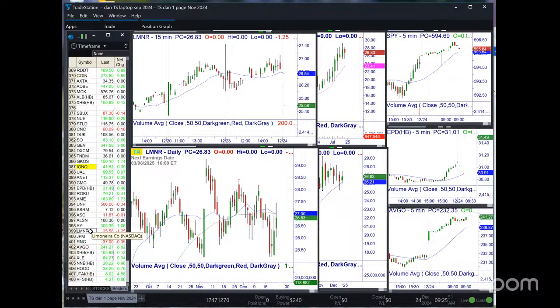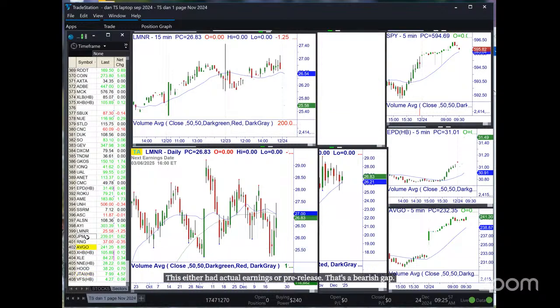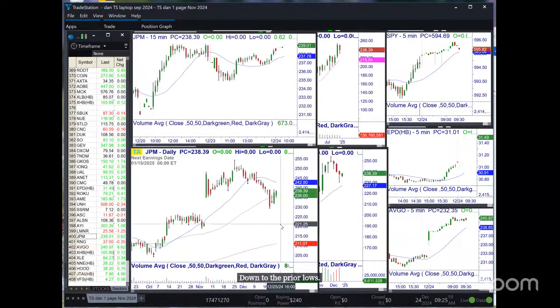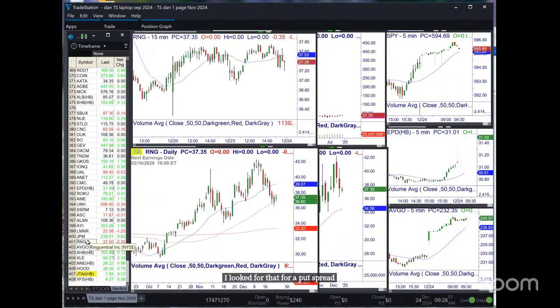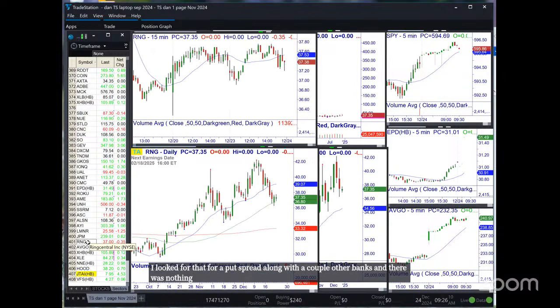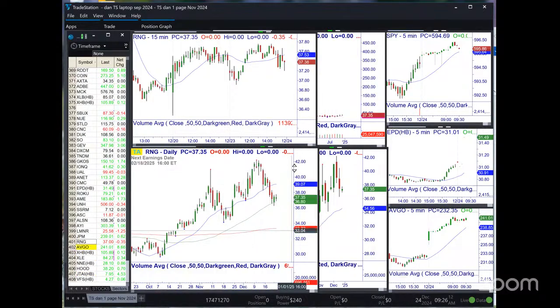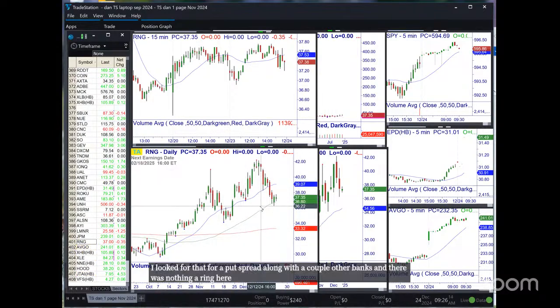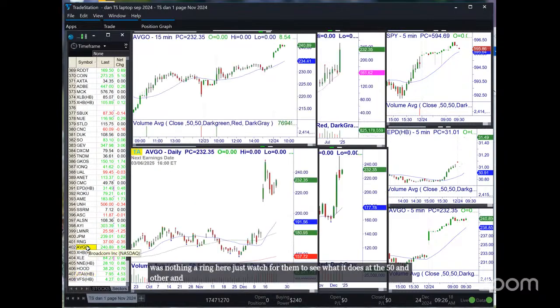This either had actual earnings or pre-release. That's a bearish gap down to the prior lows. Yeah, JP Morgan, multiple bar turn here at the 50. I looked for a put spread along with a couple other banks, and there was nothing. Just watching it to see what it does at the 50, another long-term hold watch.